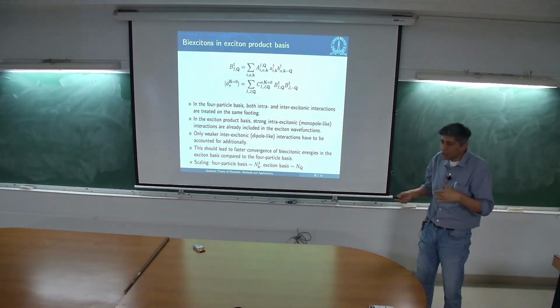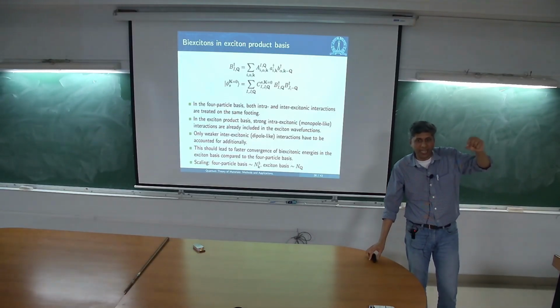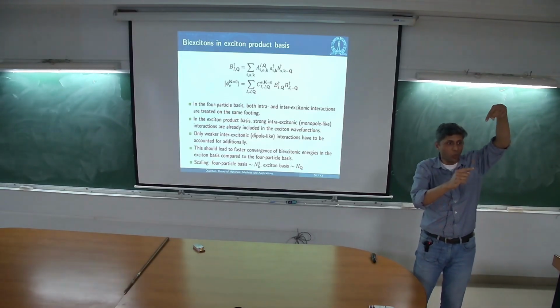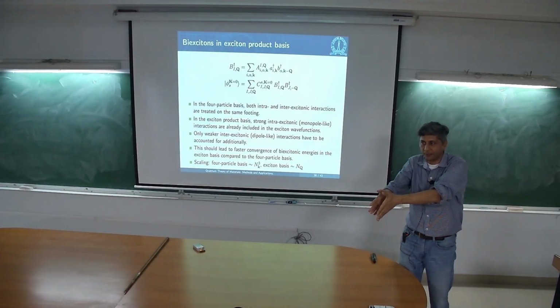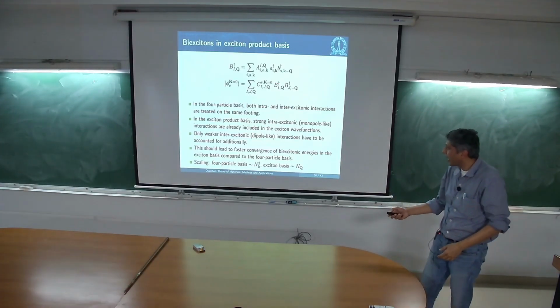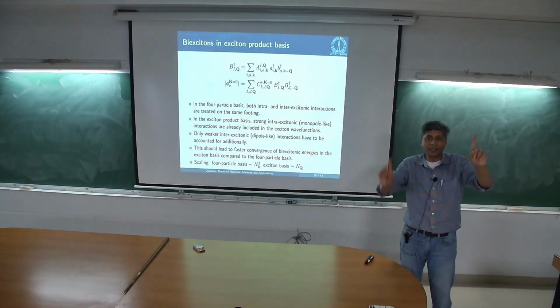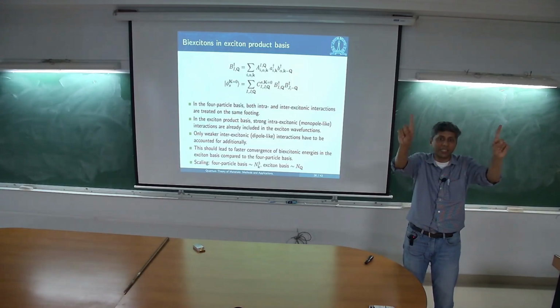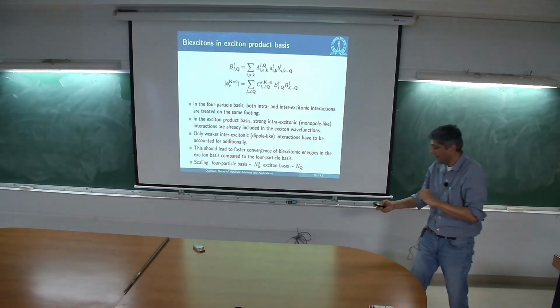In this, the strong intra-excitonic interaction, which is a monopole-like interaction, I have a positive charge and a negative charge. This is a monopole interaction. That has already been built into my basis. So now all I am doing is accounting for the weaker dipolar interactions between these. This is what is binding these 2 things together, so this is exactly the thing as you pointed out.